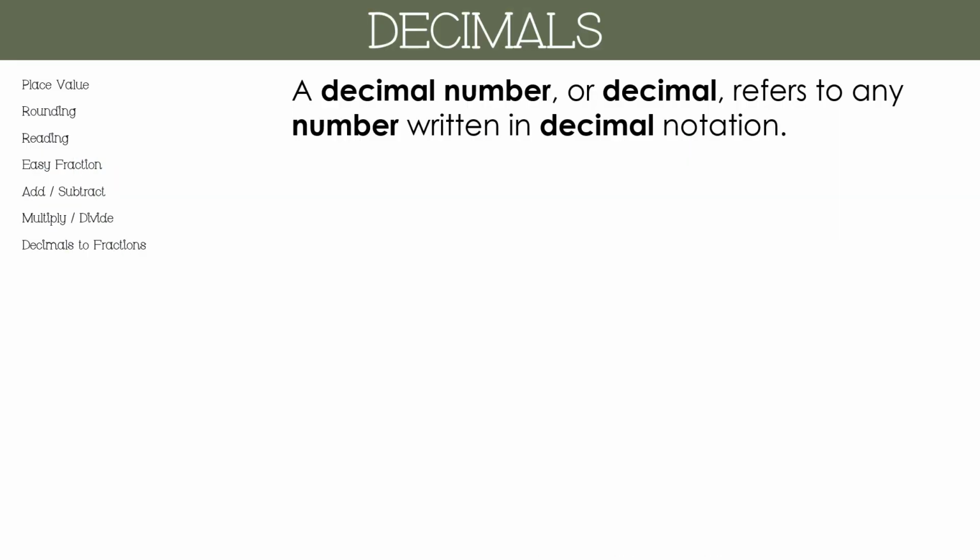So what exactly is a decimal number? Well, a decimal number, or decimal, refers to any number written in decimal notation. The first thing we have to do, though, is look at a place value chart to really understand where a decimal fits in our numbers.